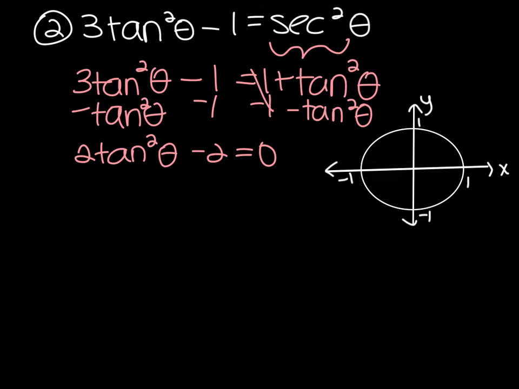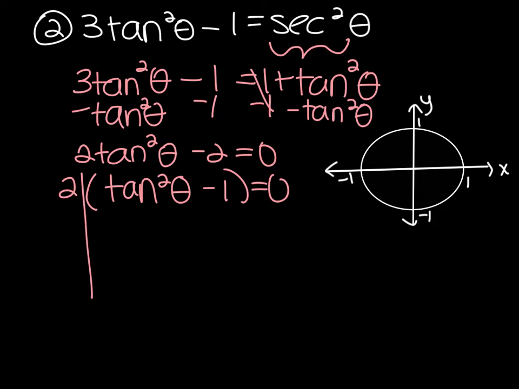Now that it's equal to 0, we can look into factoring. You're always looking for a GCF first. And then once it's completely factored, you break it apart, set each part equal to 0. 2 equals 0 doesn't make sense. Tangent theta squared minus 1 equals 0.